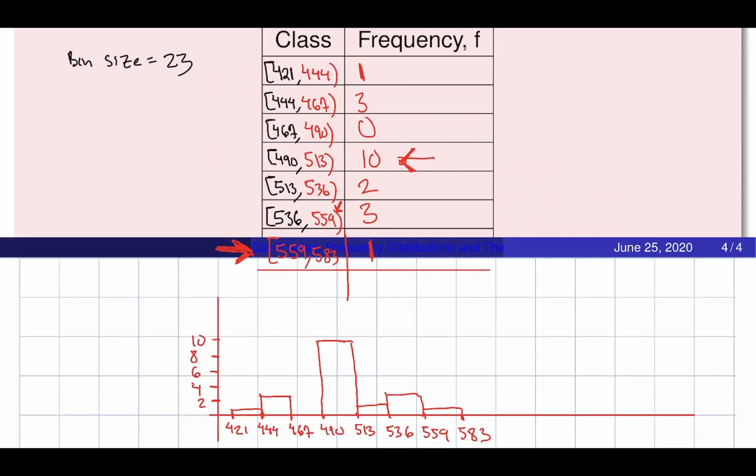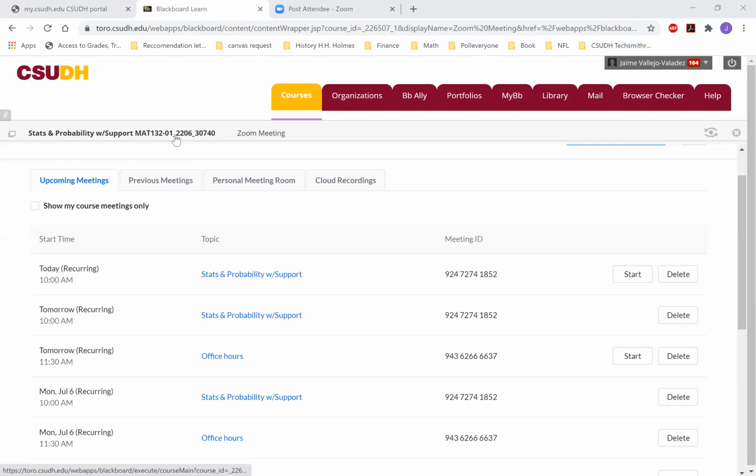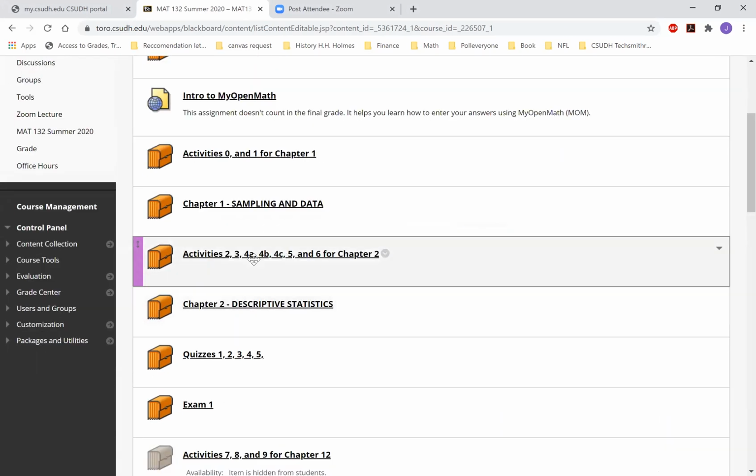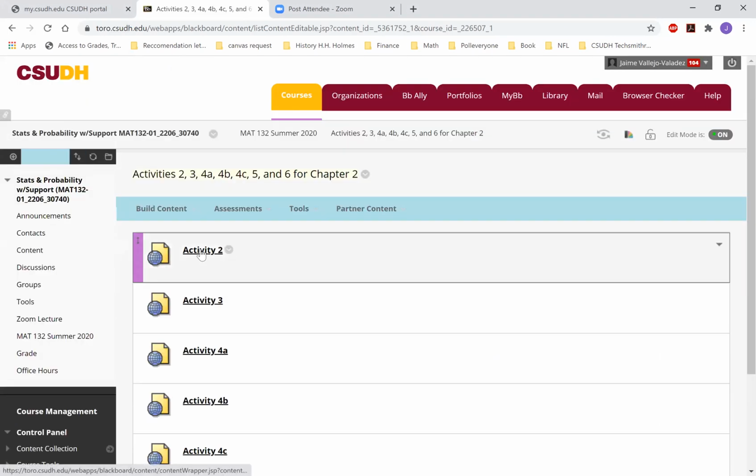All right. That's pretty much it for today's lecture. Right now we're going to go ahead and work on the activity. I'll show you where to get the activity in case you're wondering. I'm going to stop share and go to Blackboard. To get activity number 2, look at this folder that says activity 2. You click on this.